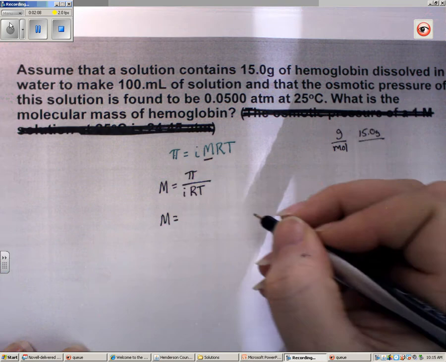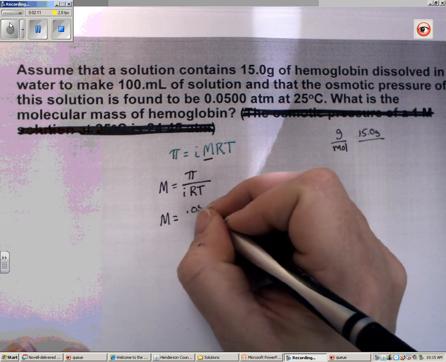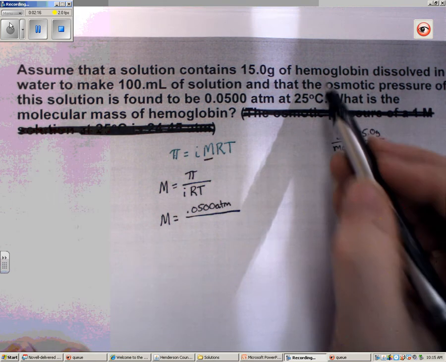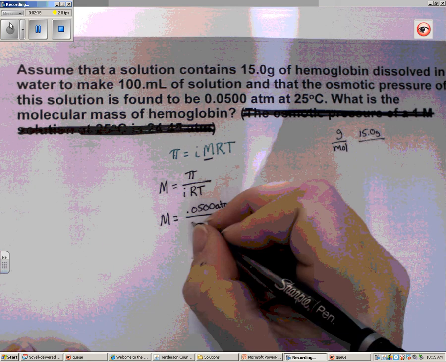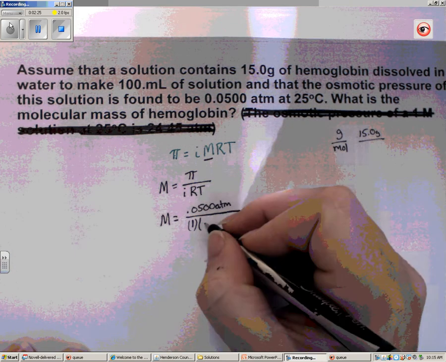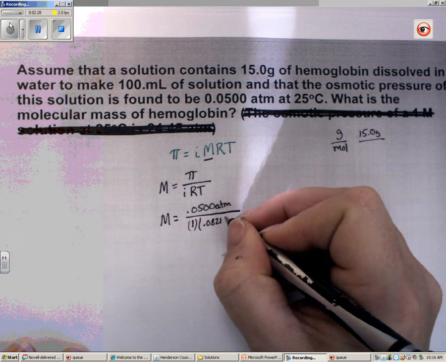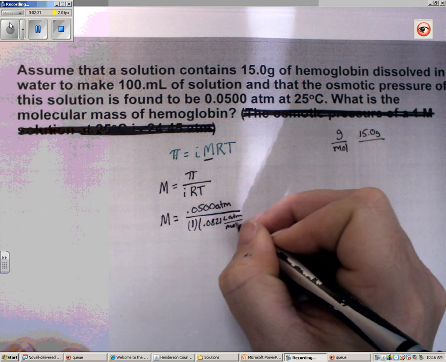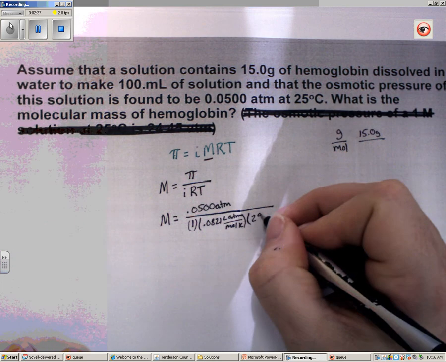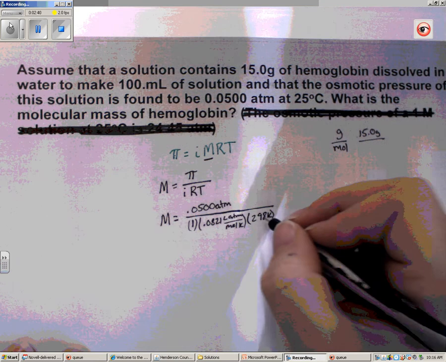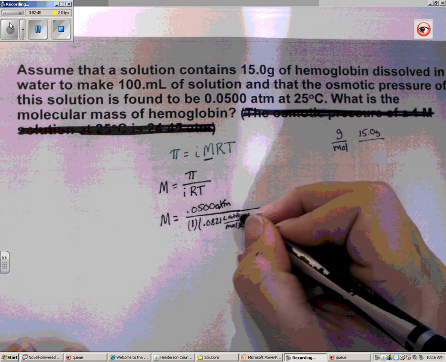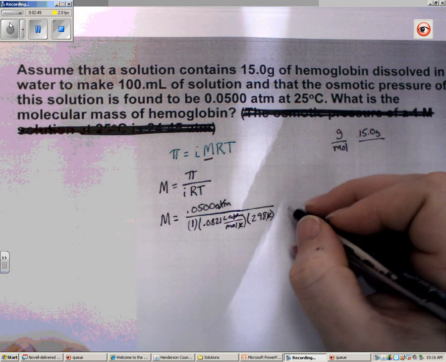The osmotic pressure that they tell us is in atmospheres. So molarity equals 0.0500 atmospheres divided by I. Hemoglobin is all non-metal, so it is a non-electrolyte, which means its Van't Hoff factor is 1, times my R value. I need to use the one with atmospheres, 0.0821 liter atmosphere per mole K. And our temperature in Kelvin, 25 degrees C, is 298. That should almost be pretty automatic for you. So Kelvin cancels, and atmospheres cancel, and our molarity is going to be in moles per liter.